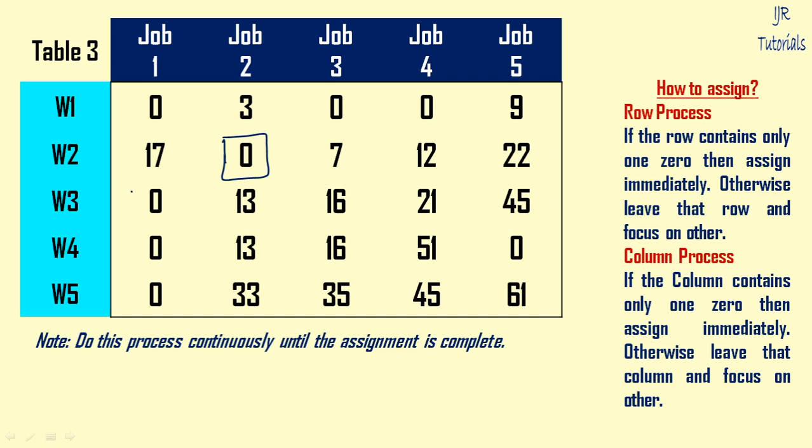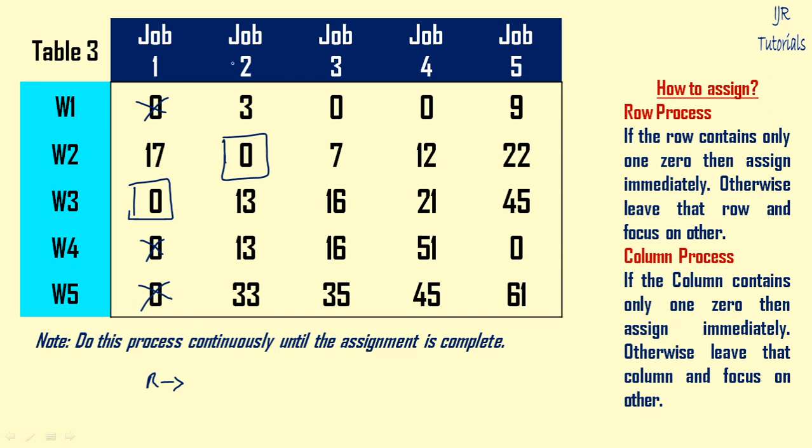The third one has only one 0, so we assign it, and there are 3 more zeros in that column, so you strike off the zeros like this. W4 actually has 2 zeros, but we recently struck off one 0, so for the time being we assume there are 2 zeros. So the row process is completed, and now we move to the column process. If a column contains only one 0, assign immediately; otherwise leave that column and focus on others.